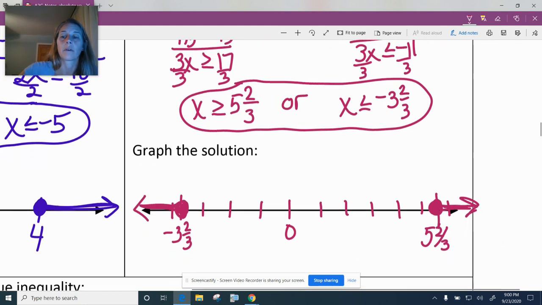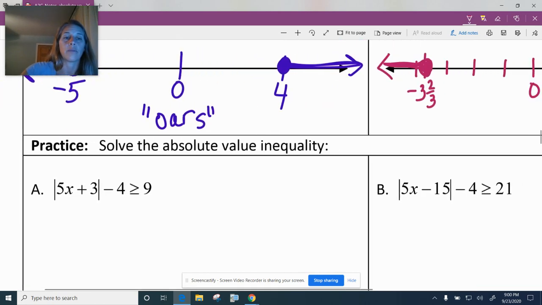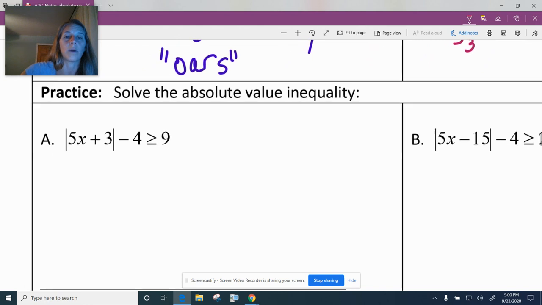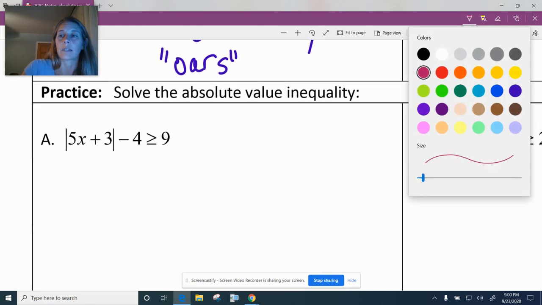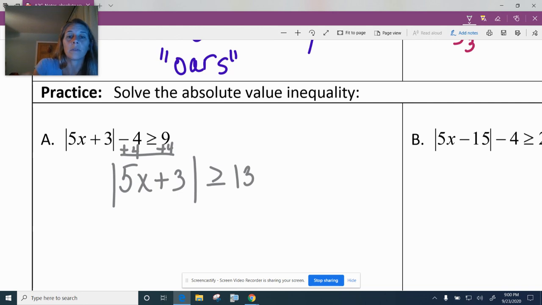Okay. So we're going to do 2 more of these. You can practice on your own. I'm just going to go through them real quick. Okay, first things first, we need to get the absolute value portion all by itself. So I'm going to add my 4 over. So now I have 5x plus 3 greater than or equal to 13.